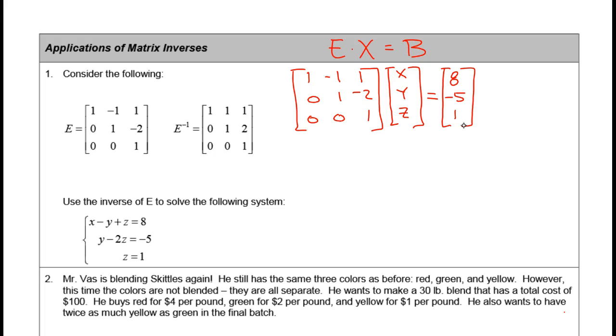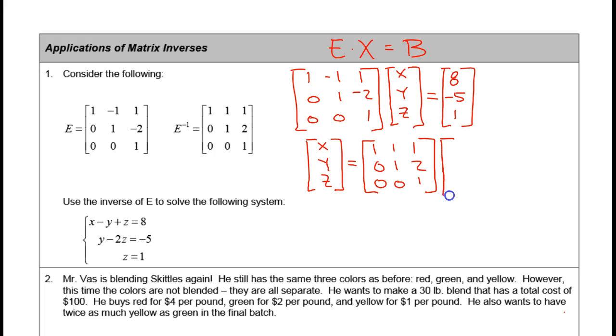So in order to solve this system, I can multiply both sides of the equation by E inverse, and that'll give me the matrix X all by itself. So the left-hand side, if I multiply by E inverse, will just be X, Y, Z. And the right-hand side, notice the order. In matrix multiplication, the order matters. So I need to multiply E inverse by B. That's E inverse, and I need to multiply that by B.